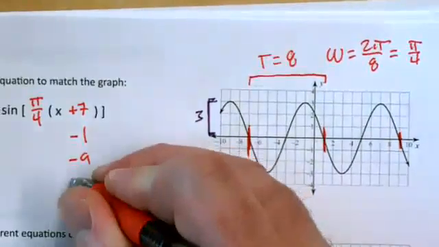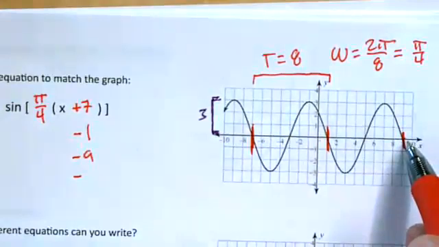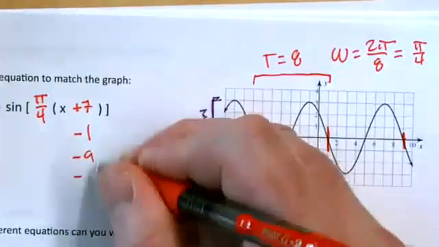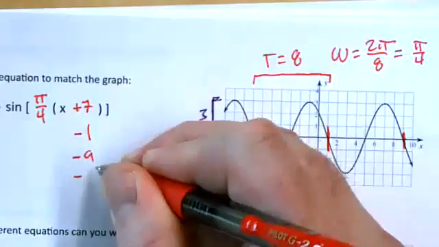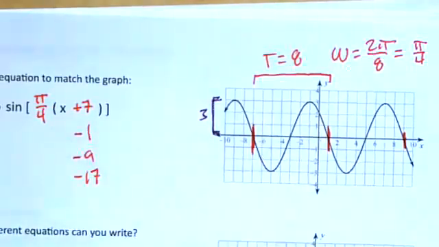What's the next one after -9? -17, because they're one period apart. 1 to 9 is 8. Another 8 on top of 9 would give us 17. So there's going to be some more.